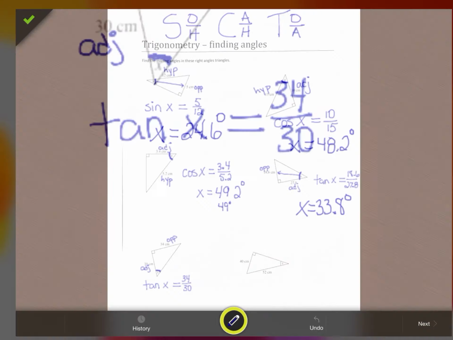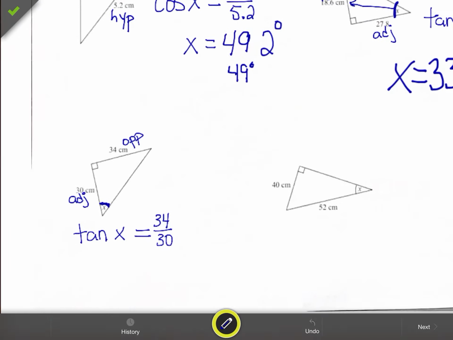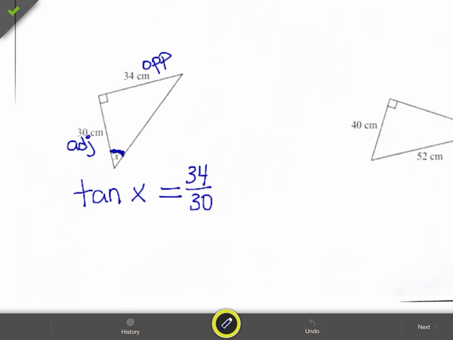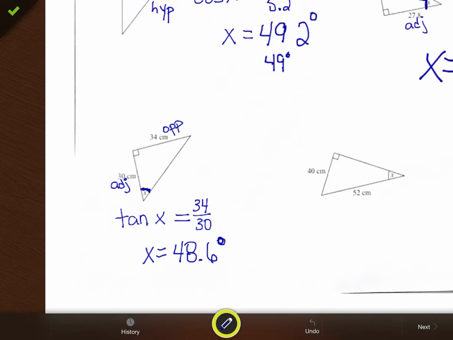48.57. Round to the nearest tenth. So my angle turns out to be 48.6. And don't forget your degrees. I know that sounds like a picky thing, but you are finding an angle, so make sure that you show that. Okay, just don't tell me 48.6.